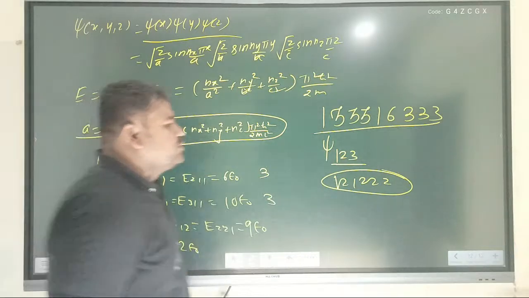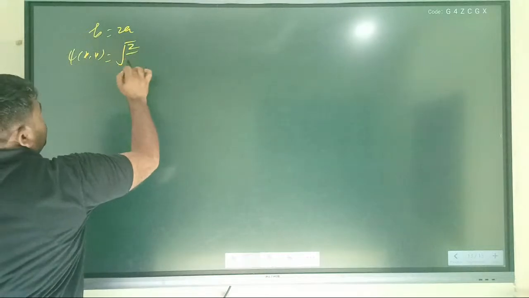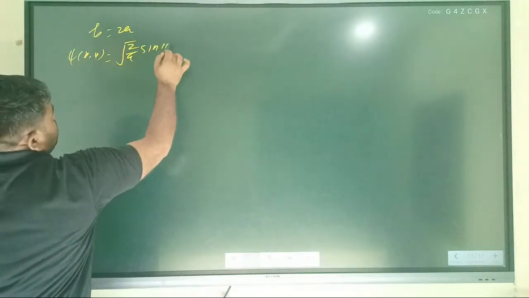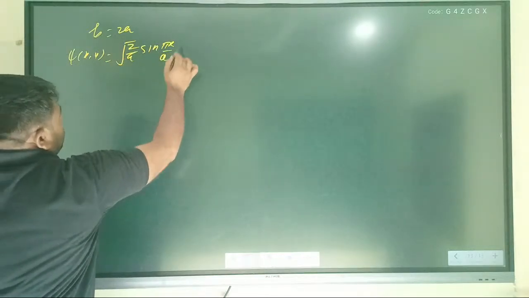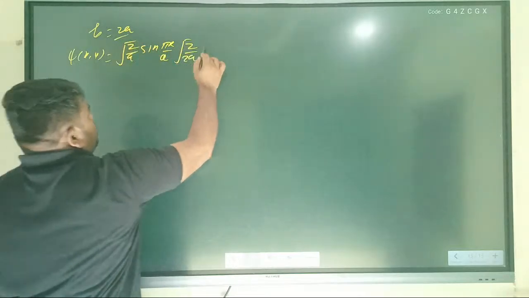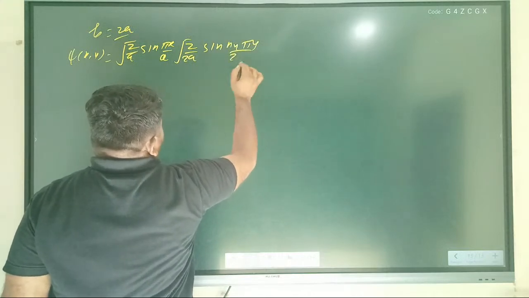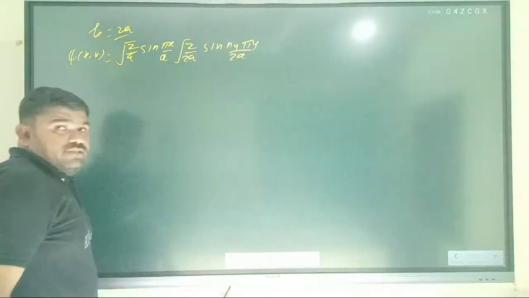Suppose we consider the 2D system. Now let us assume that our width is a, and b is equal to how much? 2a. So how will our wave function be? The wave function psi of x, y is equal to √2 upon a into sin n x pi x upon a, into √2 upon how much width? 2a, into sin n y pi y upon how much? 2a. Okay, now this is a wave function.